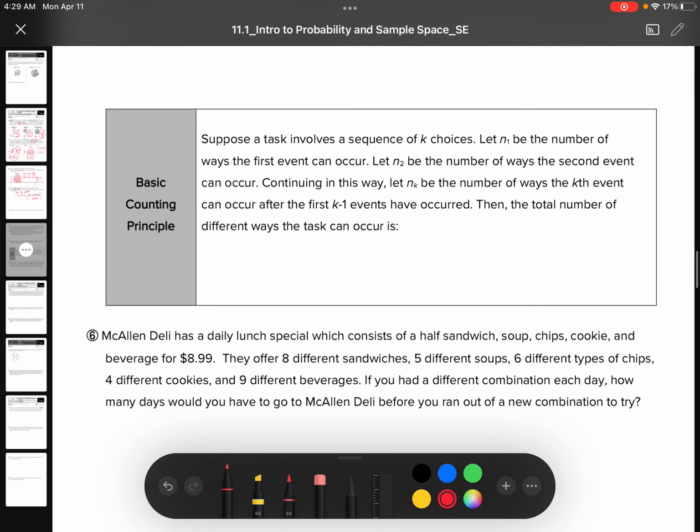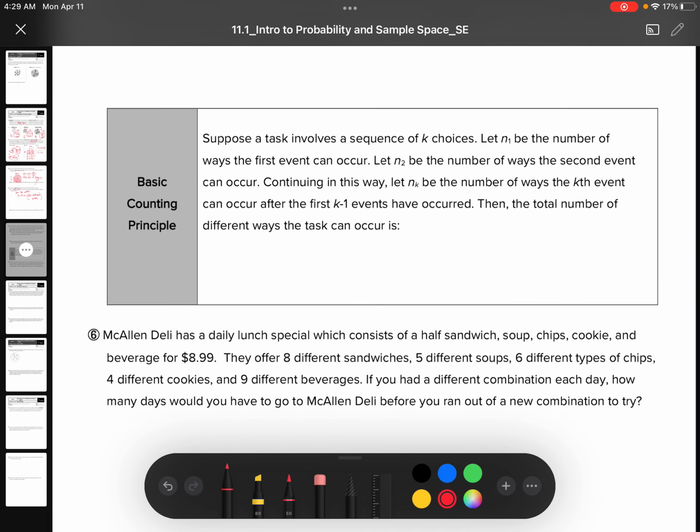Now, basic counting principle. Suppose a task involves a sequence of k choices. Let n1 be the number of ways the first event can occur. Let n2 be the number of ways the second event can occur. Continuing this way, let nk, okay, this is very wordy. Cross it out.